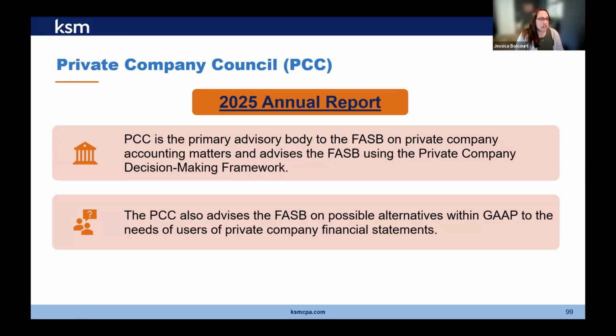Very last thing I'm going to mention is the PCC. They work on private company matters specifically. When you get these slides, there's a link to their annual report and what they're working on. A couple of things that they're focused on now is ESOP accounting for ESOP plan sponsors, and kind of still looking at post-implementation items for leases. So if you have feedback there, the PCC is working on a couple of those projects.